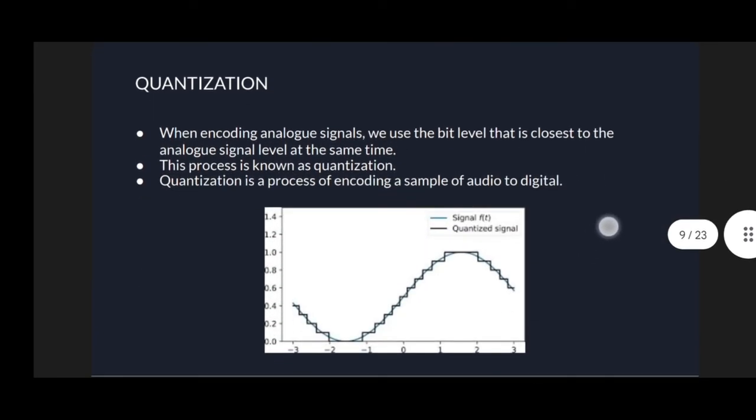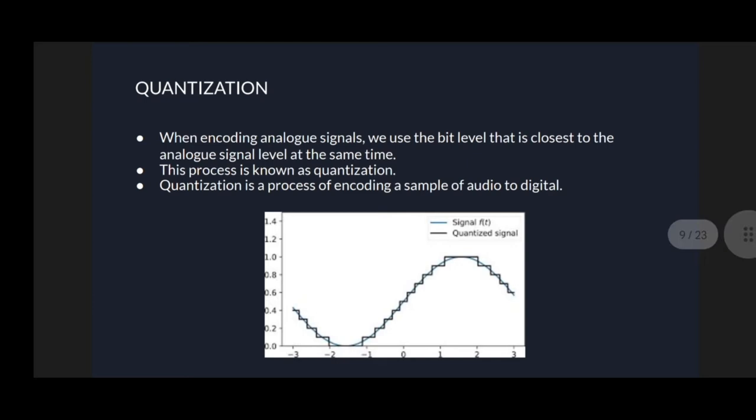And then for the quantization, when encoding analog signals, we use the bit level that is closest to the analog signal level at the same time. This process we can call quantization. Quantization is a process of encoding a sample of audio to digital.